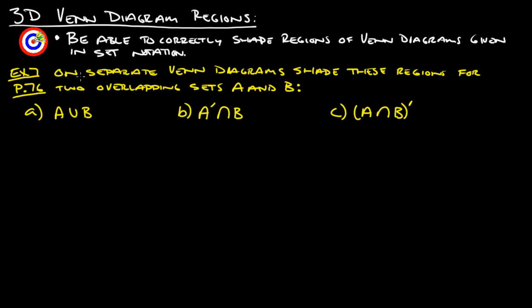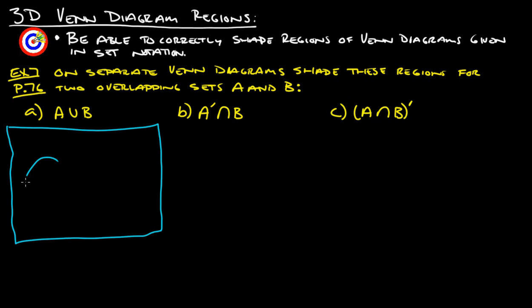It says, on two separate Venn diagrams, shade these regions for two overlapping sets A and B, and then it gives you the three different examples. So basically what they're asking you to do is to draw a Venn diagram for each one of these, a little visual. Okay? So A union B. Let's call this set A and this set B. A union B is anything that's in A and anything that's in B. As long as it's in A or B or in both, then we're in business. So let's sketch that out and see what that looks like.